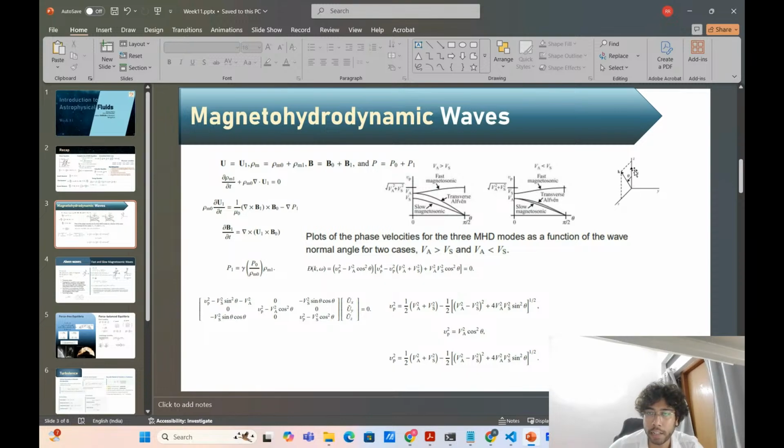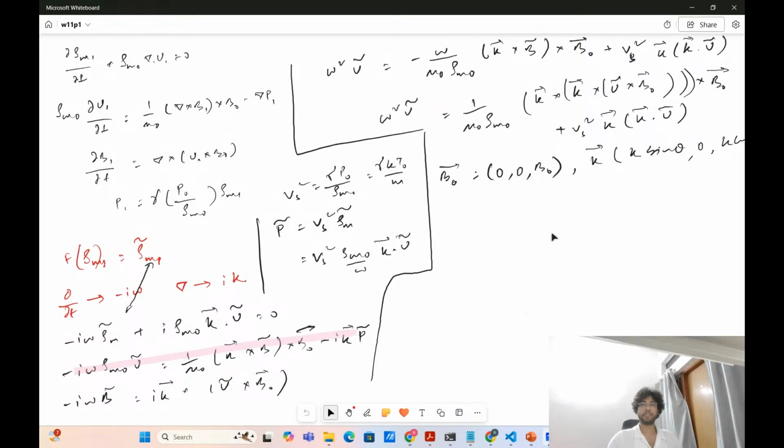And then the angle between the propagation of the wave, which is k, and B naught is theta, right? And this plane, we can define a plane using two vectors, and this plane is the XZ plane, okay? So we can do that. So this is cos theta.